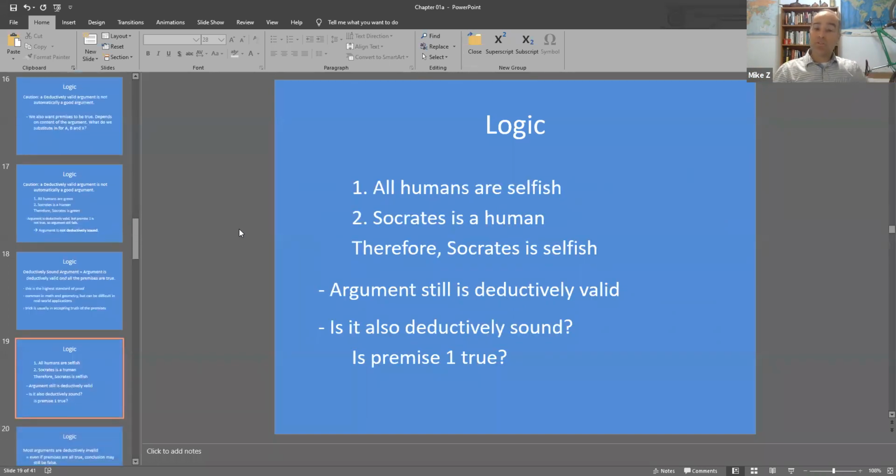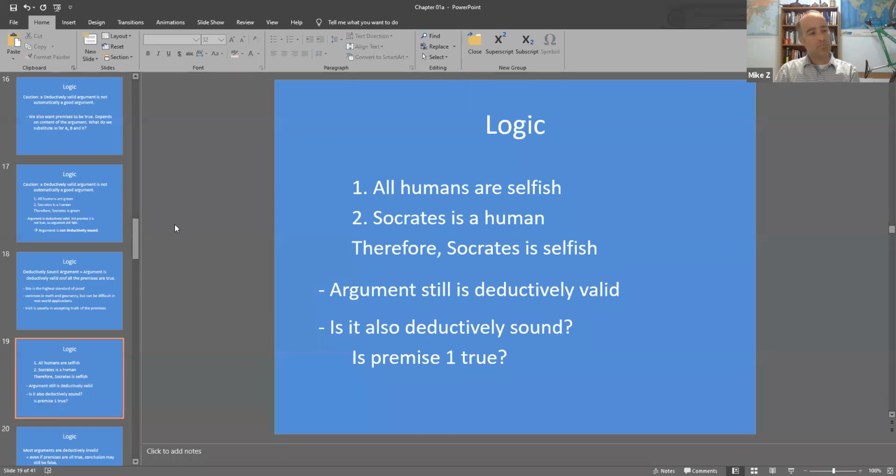So all humans are selfish. Socrates is a human, therefore Socrates is selfish. Same form as we already had, so we know that this is a deductively valid argument. If those premises are true, then the conclusion's got to be true as well. But that first premise, is it true? Is this argument sound? Just take my word for it for the second premise that Socrates is human. Let's set that one aside and assume that it's true for now. But that first premise, are all humans selfish?